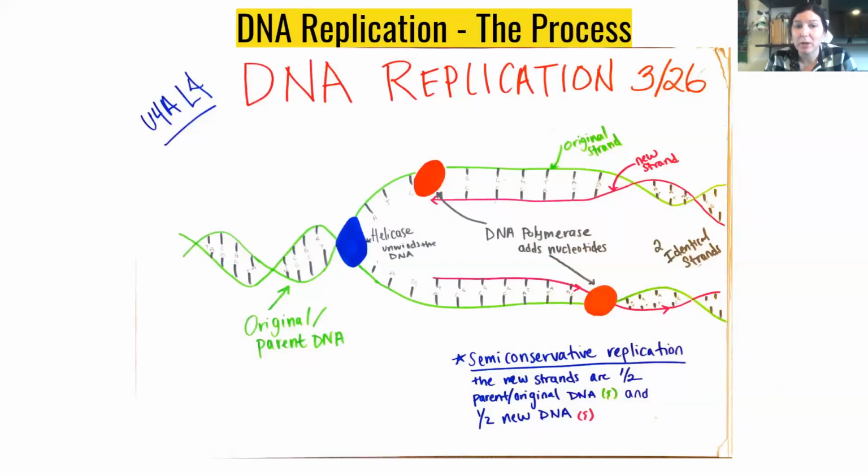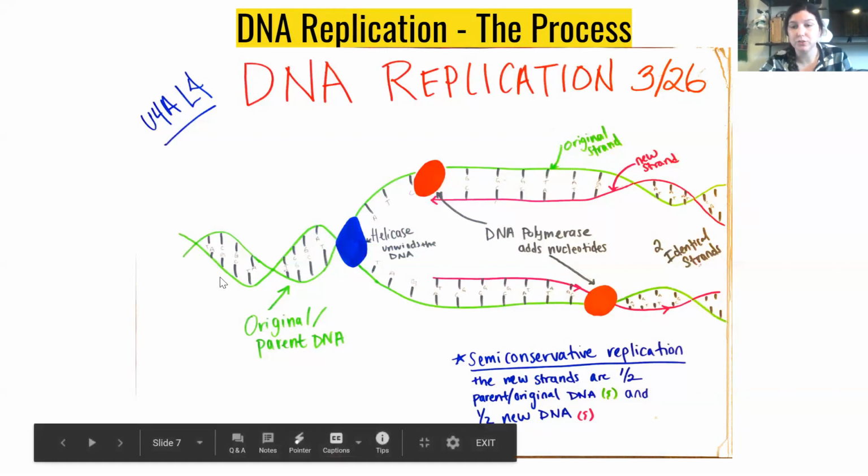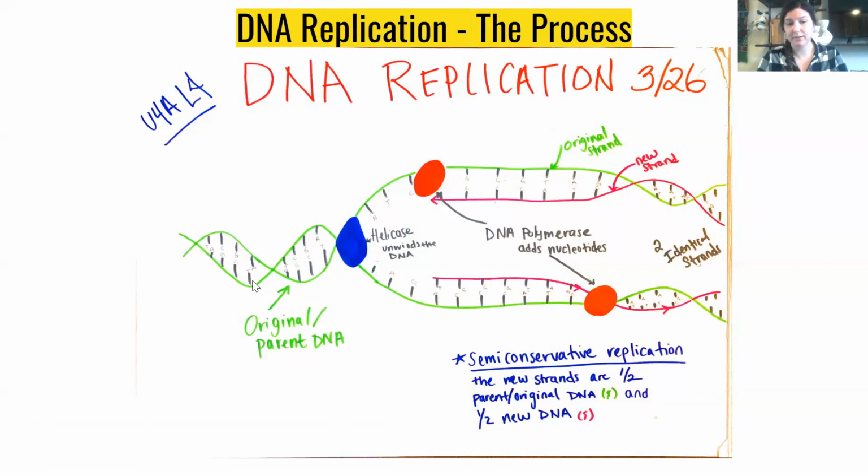And so let's look at what this process actually looks like. This diagram you absolutely need to have in your notebook. So I want to make sure you pause me at some point now, after, to write this down. We start with our original strand of DNA. This is our original or parent DNA. Our parent DNA in this case scenario is going to be green.